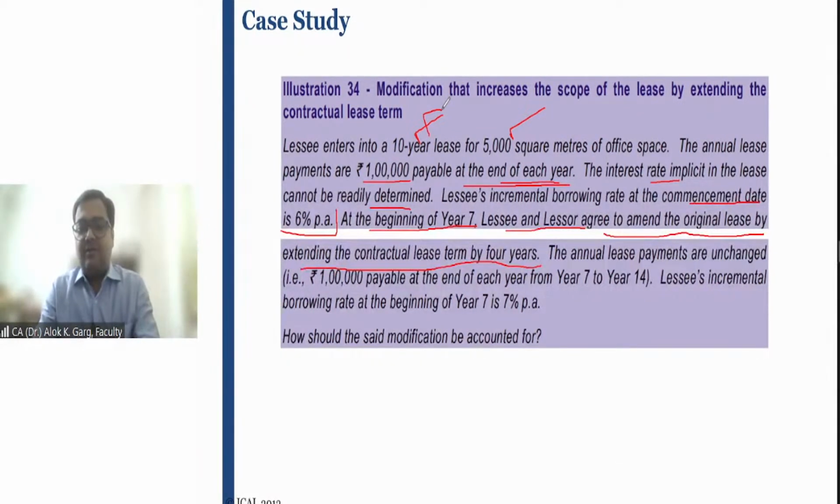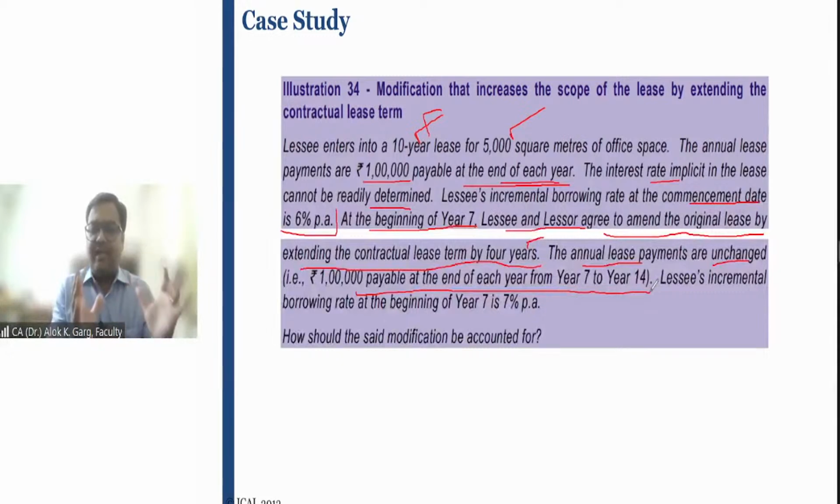So after closing of year 6, lessee and lessor agree to amend the original lease by extending the contractual lease term by 4 years, right? The annual lease payments are unchanged. That is rupees 1 lakh payable at the end of each year from year 7 to year 14. So after this change, the total 10-year contract becomes a 14-year contract, and at the beginning of year 7, the remaining contract life is 8 years, right?